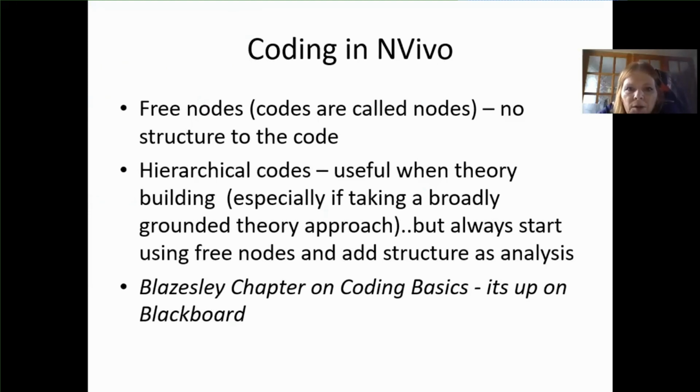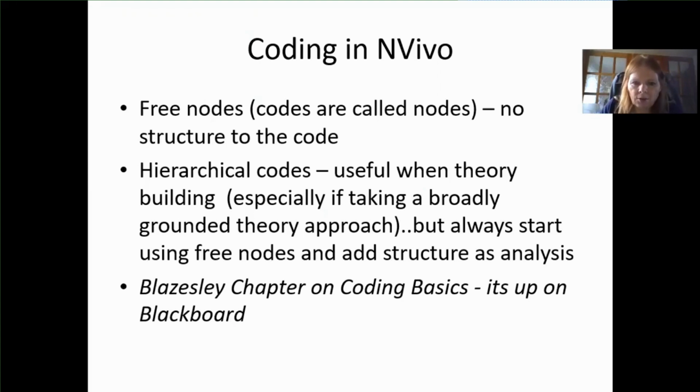There are some terms you will hear and read about, especially in the Pebbles book. Codes are called nodes, and free nodes are where those nodes are not connected to each other. They're free. If you're theory building, especially if you're taking a grounded theory approach of one kind or another, you'd be starting with free nodes and then seeing how those nodes, those codes, connect. What are the relationships there? NVivo is really good at looking for relationships in the data.